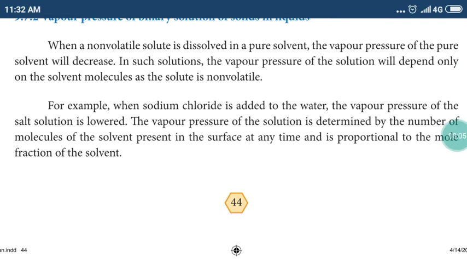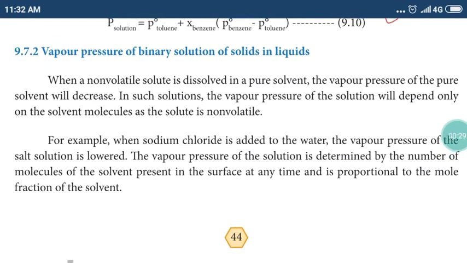Dear students, last class we discussed Raoult's law. So when we prepare a binary solution using liquids, what about the vapor pressure of solute and the vapor pressure of solvent? We discussed Raoult's law, and we continue with the same Raoult's law for one more type of binary solution.